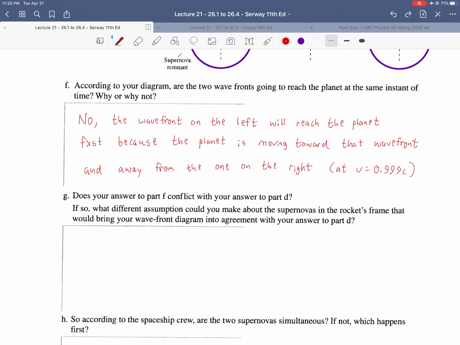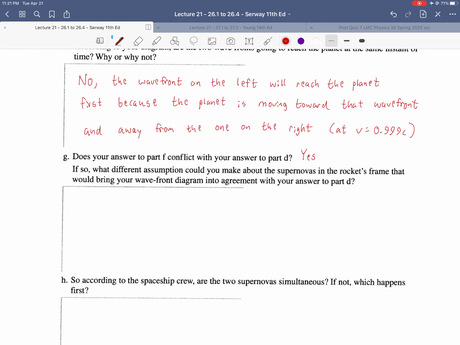Well, then we have to proceed. We have to fix something. So, does our answer to part F conflict with your answer to part D? Yes, because of what I was just saying. The event either happens or doesn't. The spaceship and the planet cannot disagree on the fact that the waves arrive at the same time, and our assumption that the events were simultaneous in the reference frame of the spaceship contradicts that event. Okay?